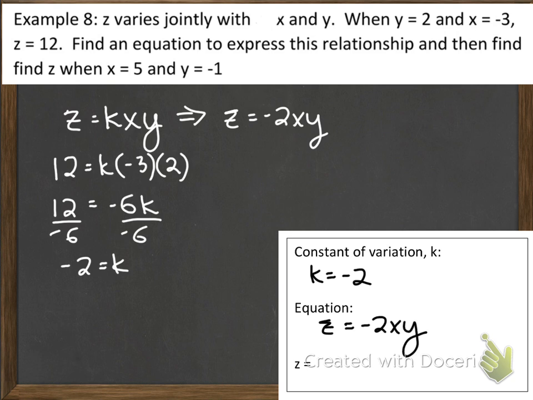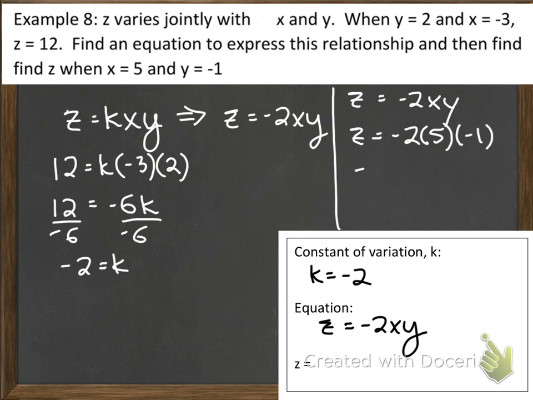Then lastly, we use that equation and we plug in x is 5 and y equals negative 1. So again, we have z equals negative 2xy. We want to find z when x is equal to 5 and y is equal to negative 1. So that turns out to be positive 10. You can check in your calculator that that is correct. And that's it. That is the answer to that question.